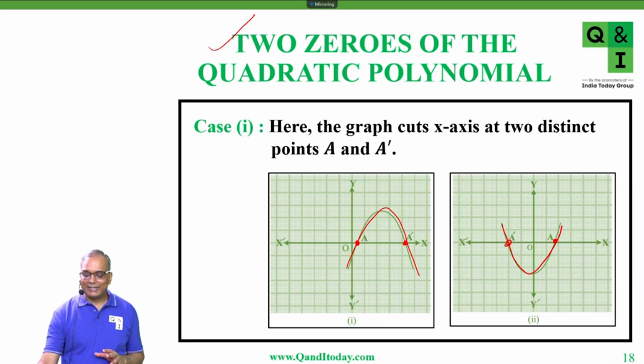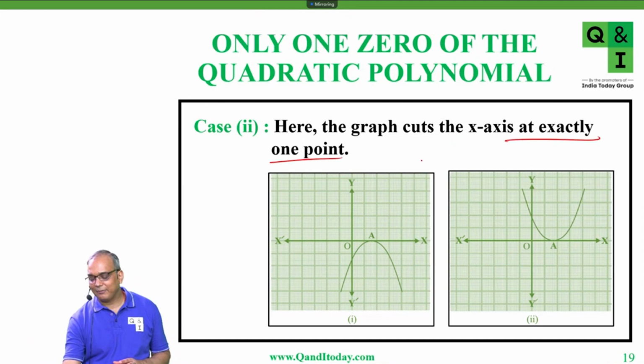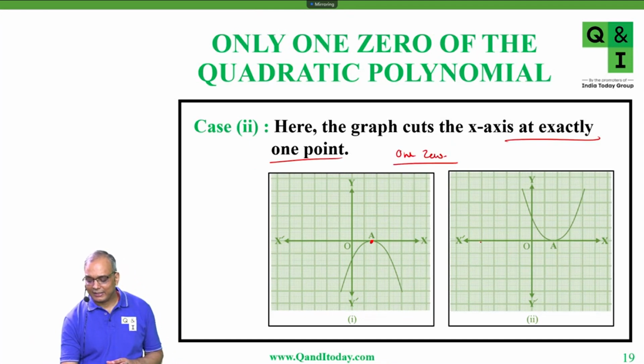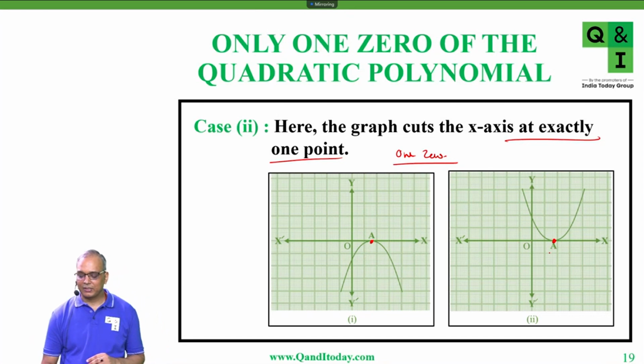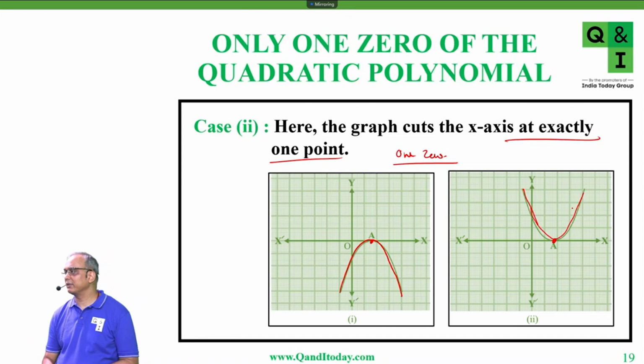Now the second case is where the graph cuts the x-axis at exactly 1 point. So there will be 1 zero here, right? At this point as well as this point. There are these two cases. Here the graph touches the x-axis at only 1 point. Here also the graph touches the x-axis at only 1 point.